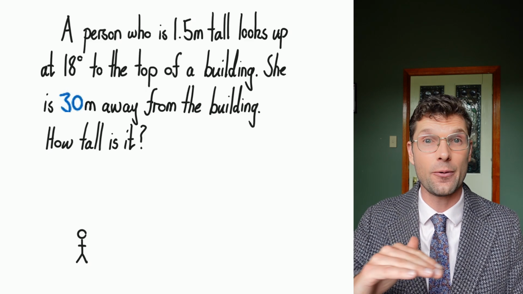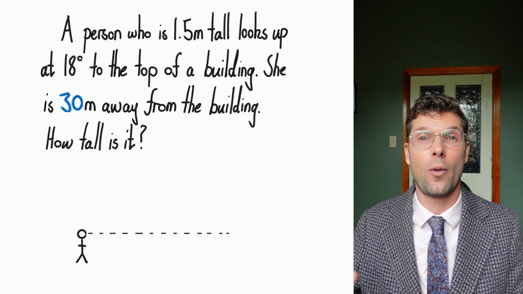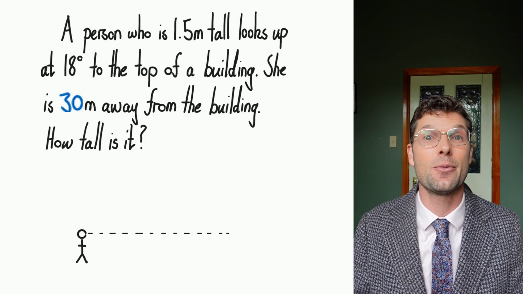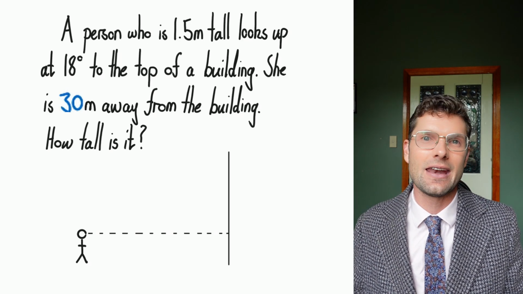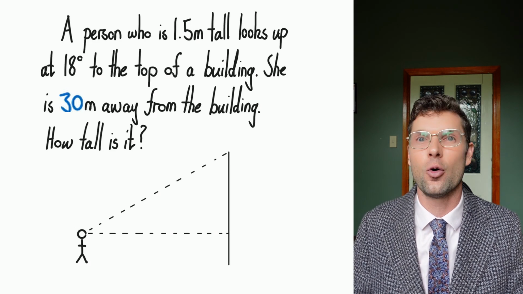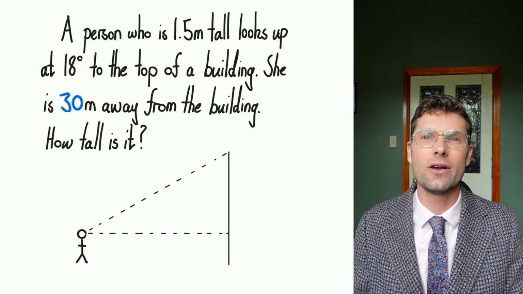So we always start with our horizontal line. That goes all the way across, and we know we're looking up at the building, so this is definitely going to be an angle of elevation. Now all I need to do is put in this sight line to finish off the triangle, and this is all the information I need in order to get this right.